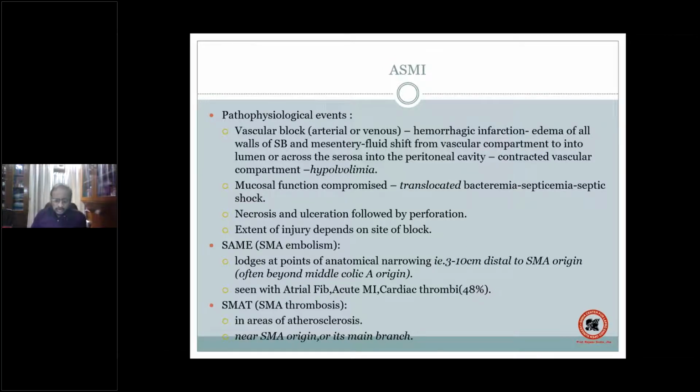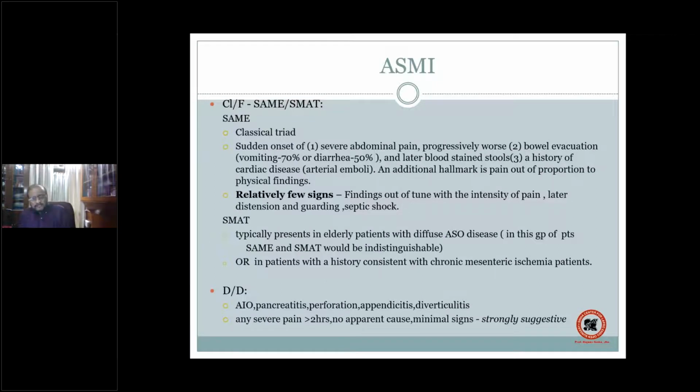On the other hand, the thrombosis is usually in any area of atherosclerosis, and it is more common at the origin of the superior mesenteric artery or its main branch rather than beyond the middle colic artery. So that is the difference between the site of block in an embolism and the site of block in a thrombosis. The clinical features: the classical triad.